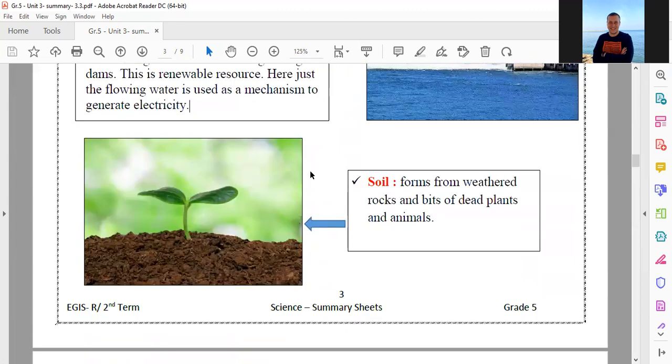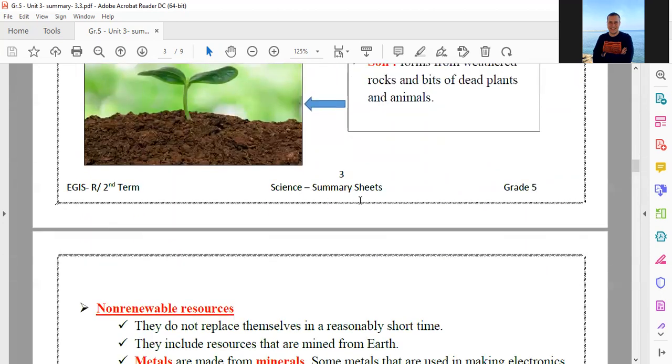Then we have the soil. The soil is also a renewable resource. It forms from weathered rocks and bits of dead plants and animals. Do you remember the weathering of rocks? Yes, the weathering of rocks makes soil, which is a renewable resource.